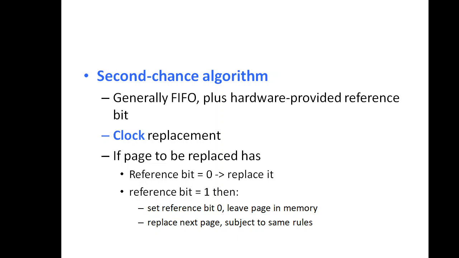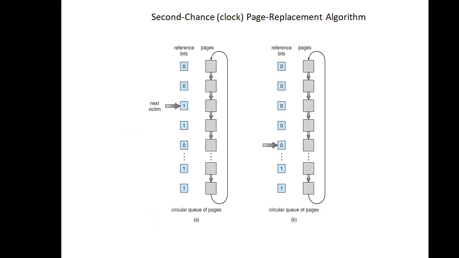If a page is used enough to keep its reference bit set, then that page will never be replaced. That means if that particular page keeps being referenced, the reference bit will always be set to 1, and in that case that page will never be selected for replacement.